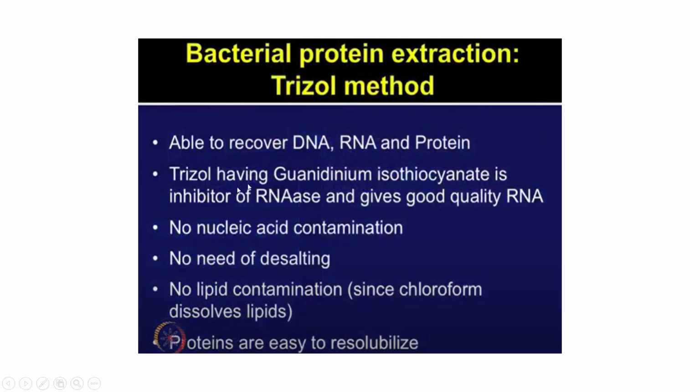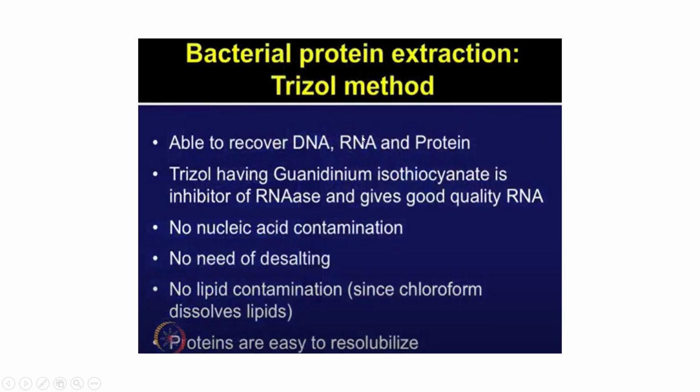protein extraction. So in this method, generally you will never find nucleic acid contamination, or you will not require desalting, because salt contamination won't be there, as Trizol removes all of it. Basically, Trizol has guanidinium isothiocyanate, which is an inhibitor of RNase, and it also helps in giving you good quality RNA.